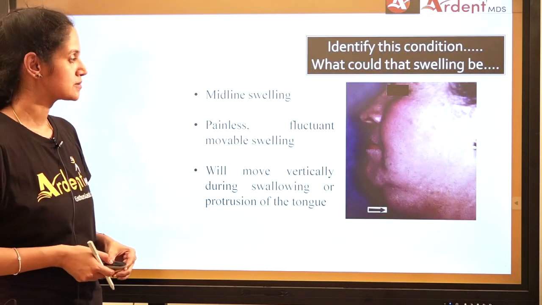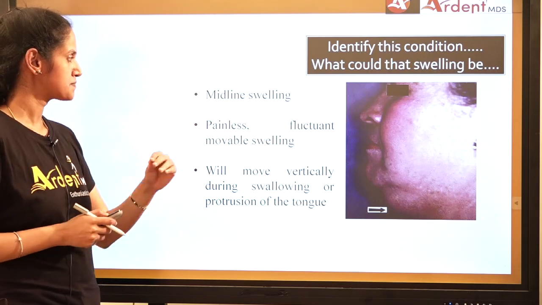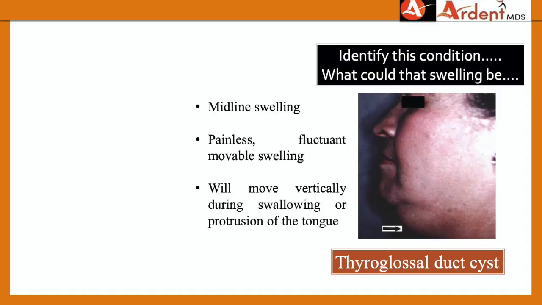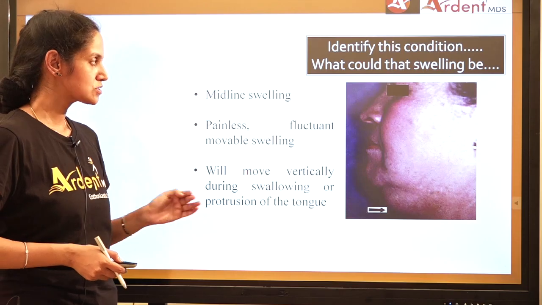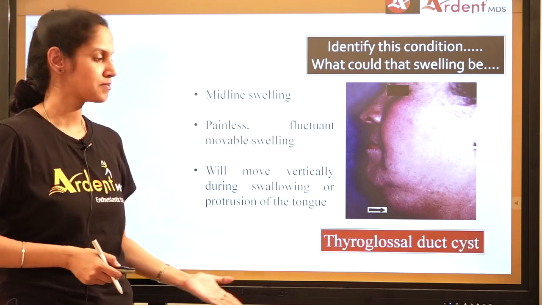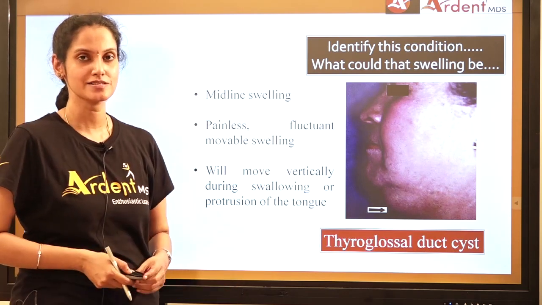Identify this condition. It's a midline swelling. It's a painless, fluctuant, movable swelling. It will move vertically during swallowing, okay? Because of its attachment to the hyoid bone. I am adding on to the clue. This is an example of the thyroglossal duct cyst.